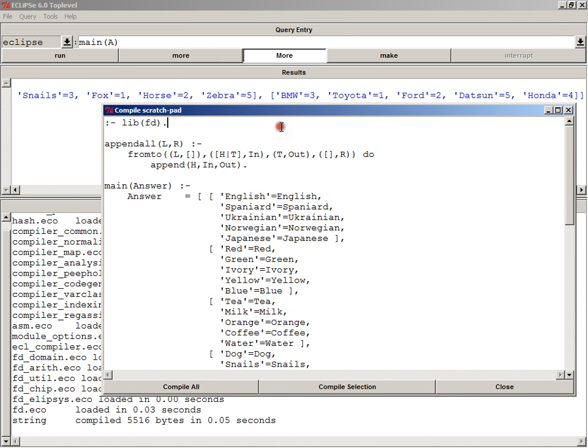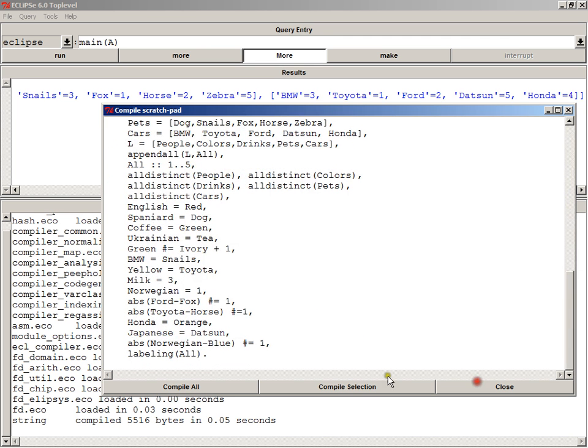All right, I don't want to load this again when I compile.